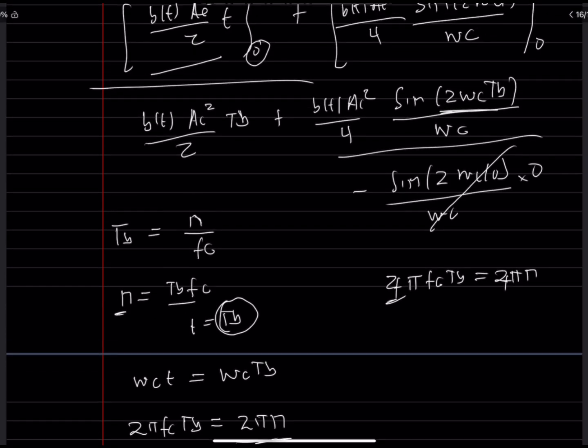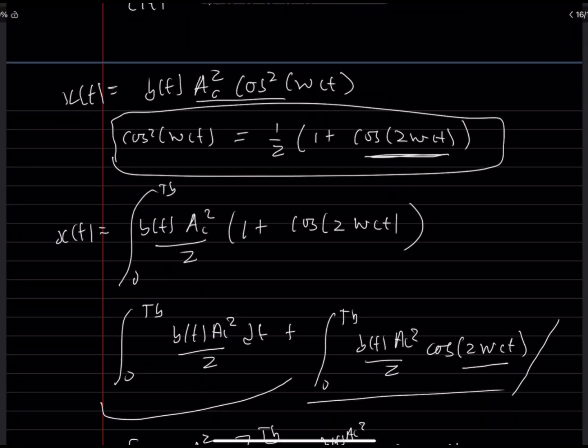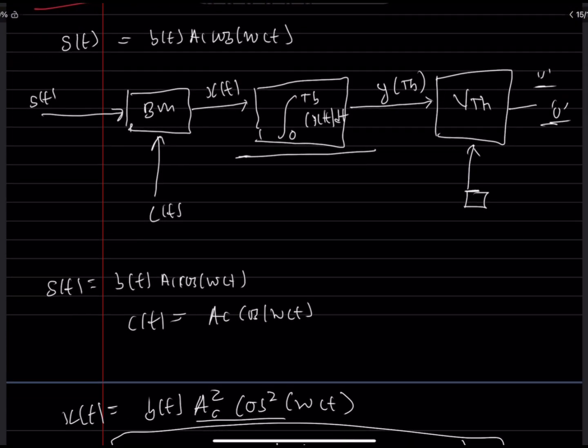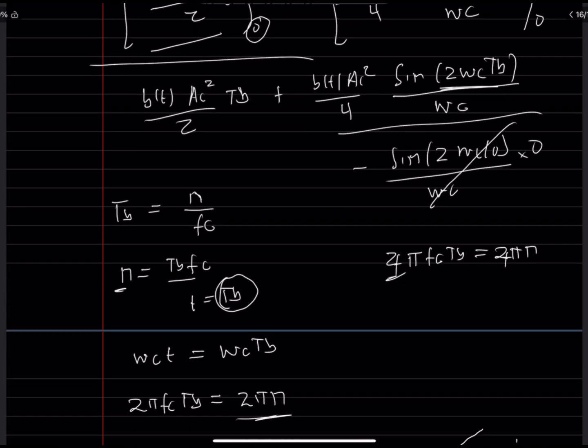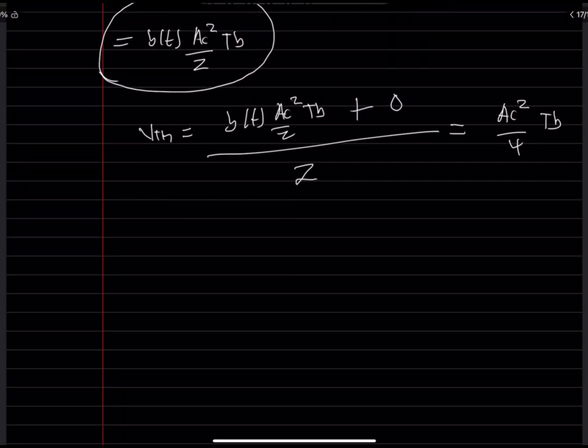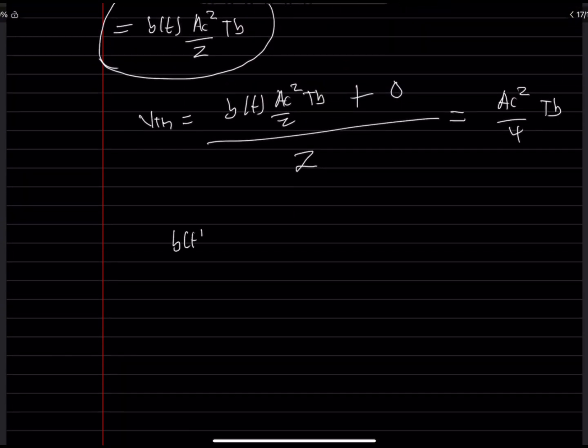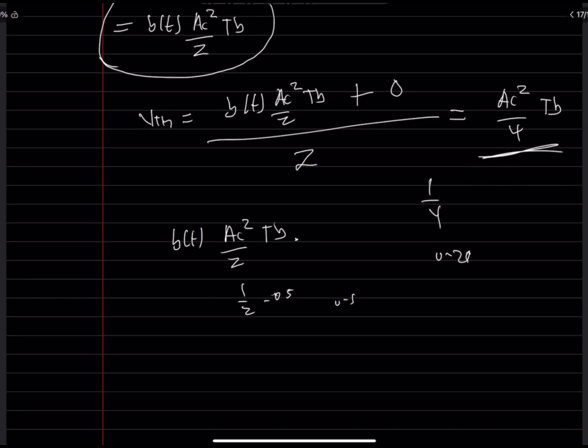So when you are supplying this threshold here, that is ac squared over 4 tb, and whatever we got here, after passing it through the low pass filter, which is the integral, is b of t ac squared over 2 tb. Looking at this and then at this threshold, the constant is 1 over 4 for the threshold. The constant is 1 over 2, which is 0.5, and here it's 0.25. So you can see that obviously the 0.5 is greater than the 0.25.